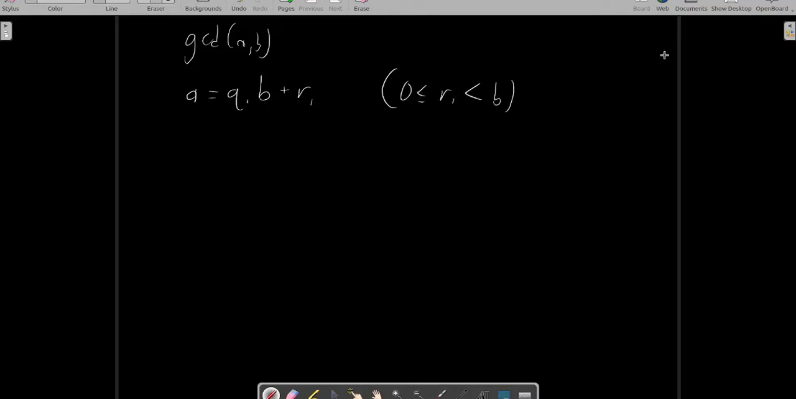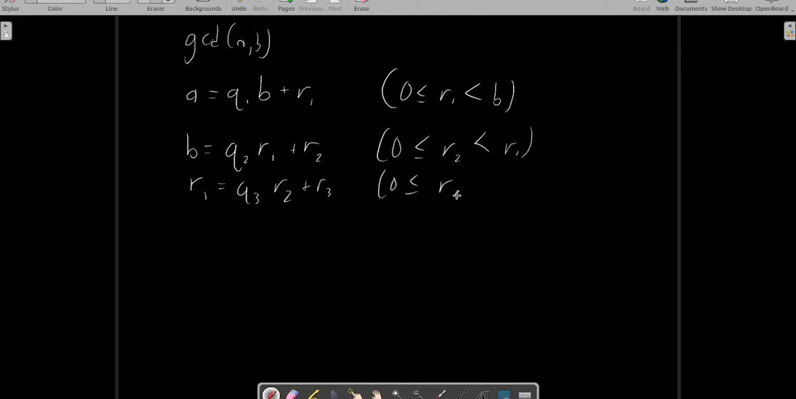This asks the question, how many times can b go into a evenly, and what's left at the end? Our R1 term is always going to be smaller than b. If it was larger, then b could have gone into a one more time. Now, once we've done this, we're going to take b and R1 and do the same thing. R1 is smaller than b because of the previous step, and R2 will be smaller than R1 for the same reason. So, if we keep doing this, our numbers are going to keep getting smaller.